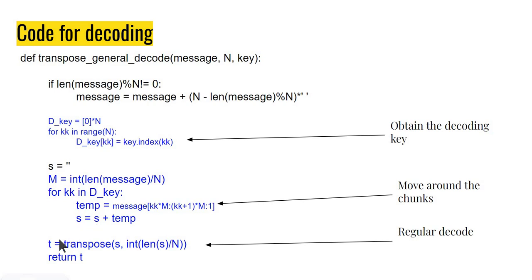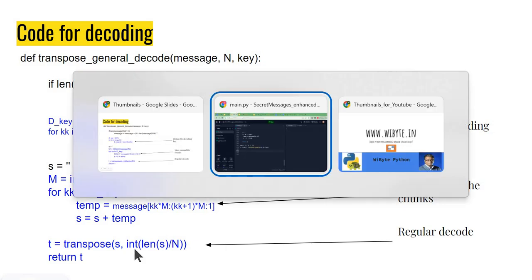Once I do all this, I just go and call my transpose again, but notice this time round I'm calling length of s by n, or I could have actually used m here as well, and then I return t. So basically I call a function from inside a function and return the value that I get, and that does the job for me. Let's see this in action, because then it becomes more clear.